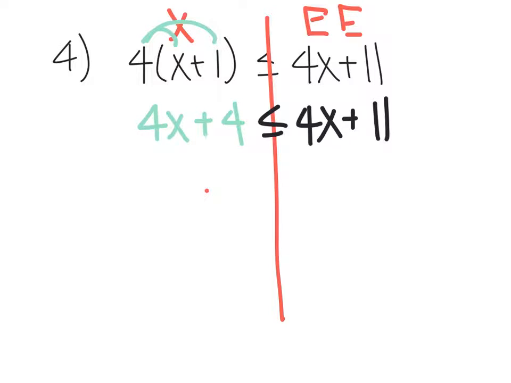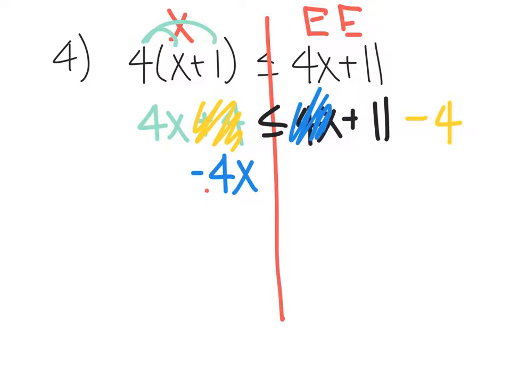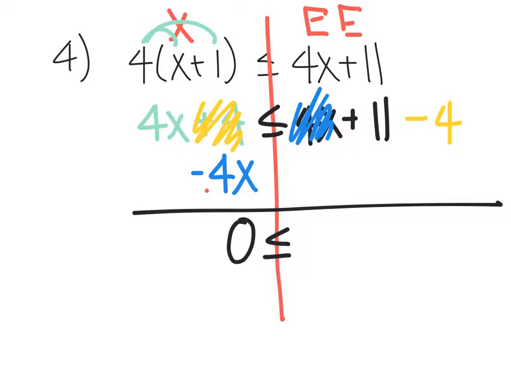So some things that are on the wrong side, I have this plus 4 that needs to move, so it's going to be a minus 4 because it was on the x side and it doesn't have an x with it. And I have this 4x right here that's on the right side. It's on the everything else side, but it has x with it, so I'm going to move that, and it's going to become a negative 4x, so that is gone. So now everything is on the correct side. I just need to do my math. So I have 4x minus 4x, which is 0, is less than or equal to 11 minus 4 is 7.